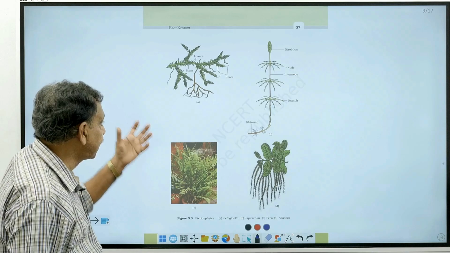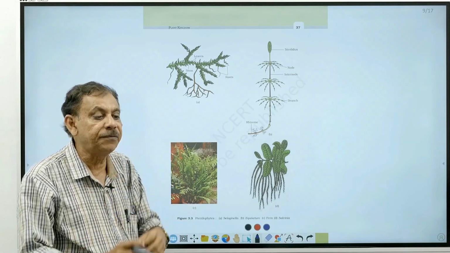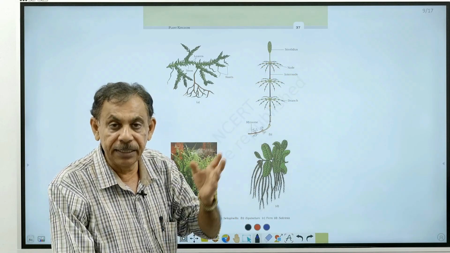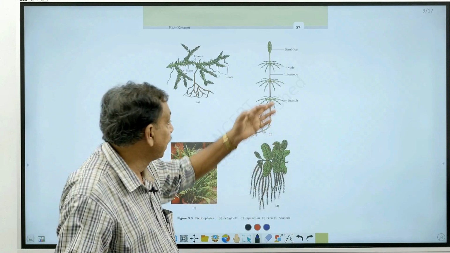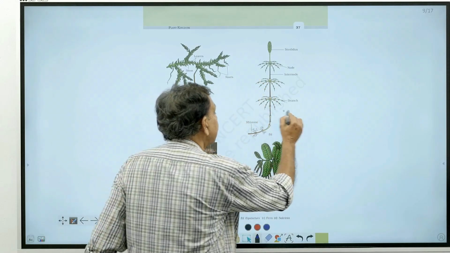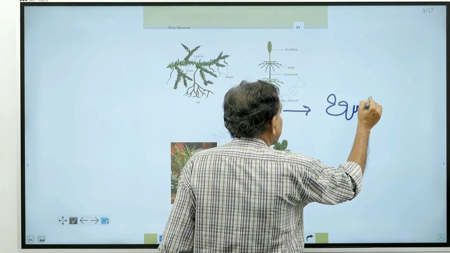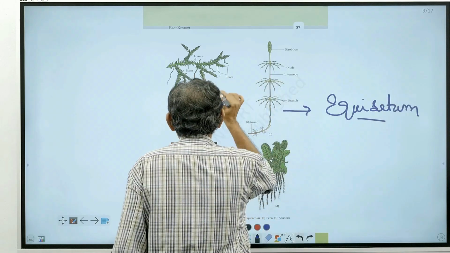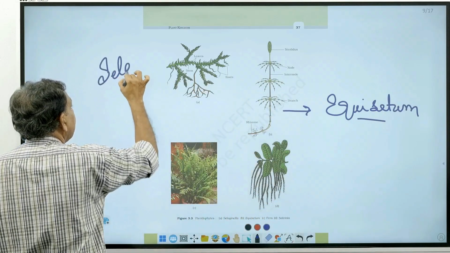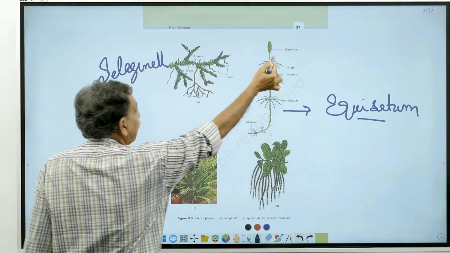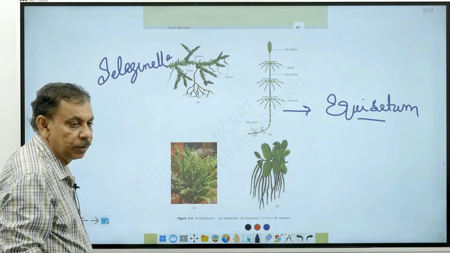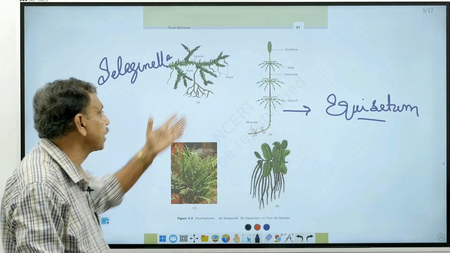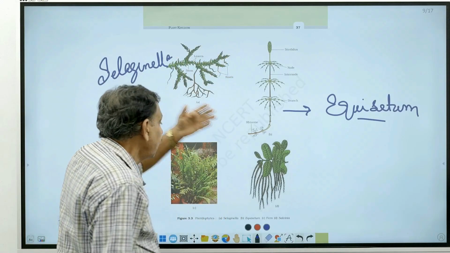You will find in some members many sporophylls bundled to form the strobilus or cone. Two members in pteridophytes show strobilus. One is this plant, called Equisetum. Equisetum's common name is horsetail. And this is Selaginella. Selaginella is also showing this kind of strobilus. Both the plants produce sporophylls combined to form a noble structure called a strobilus or cone. This is Salvinia.